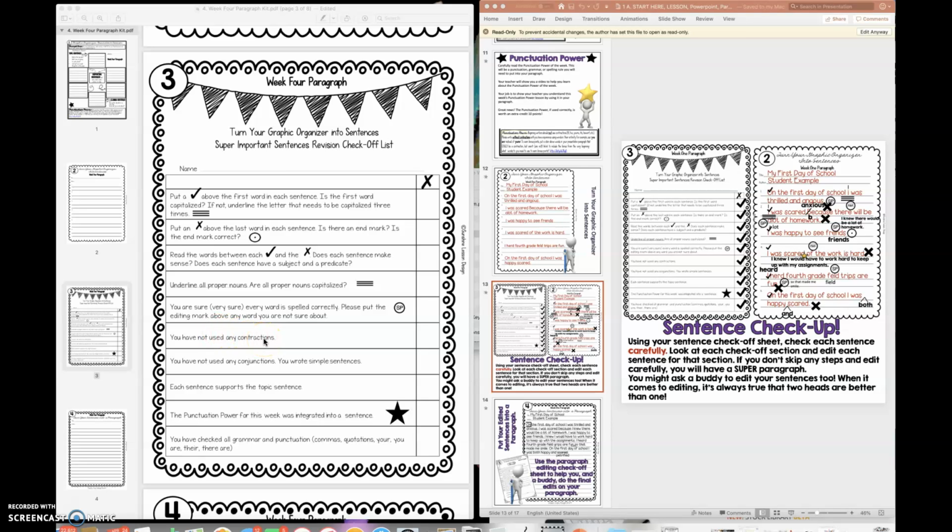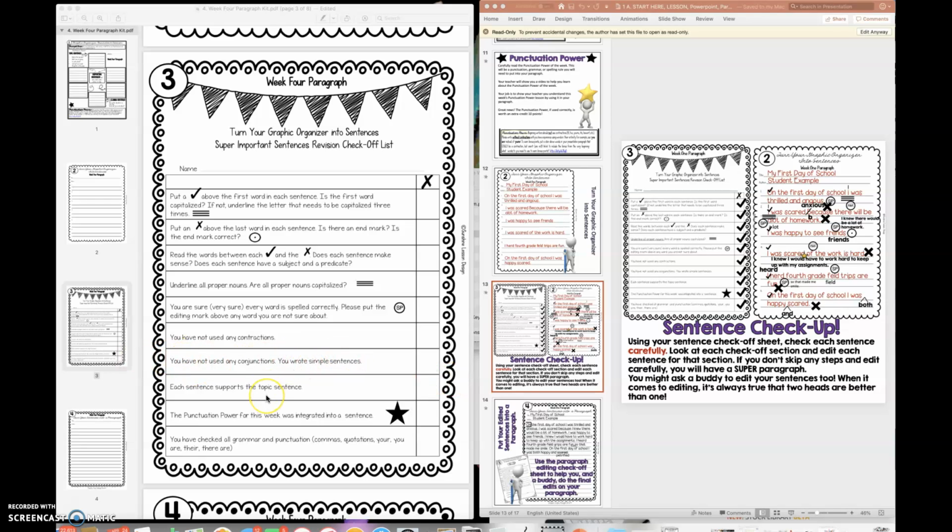Okay, so then you have not used any contractions. Remember, those are words like can't, shouldn't, won't. Remember, in formal writing, we say cannot, should not, will not. Okay, so we don't have those contractions in our writing, so put an X there. You've not used any conjunctions. You wrote simple sentences. This one, I am okay if you're not writing simple sentences. This program wants you to wait a little bit longer. But if you have conjunctions like and or but, so you connect two smaller sentences together, that's fine with me. So put an X there.